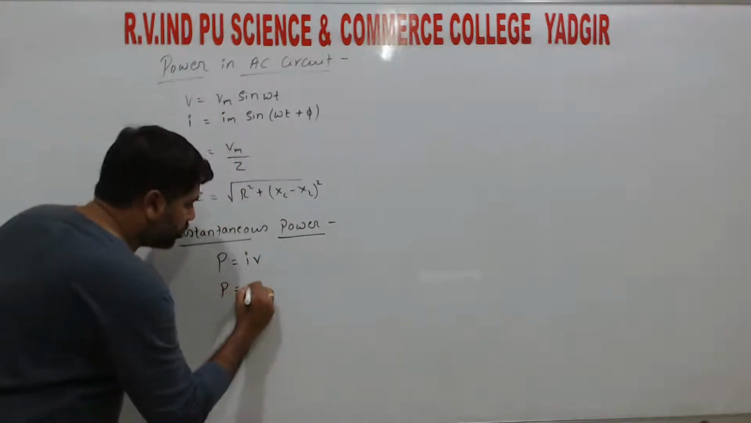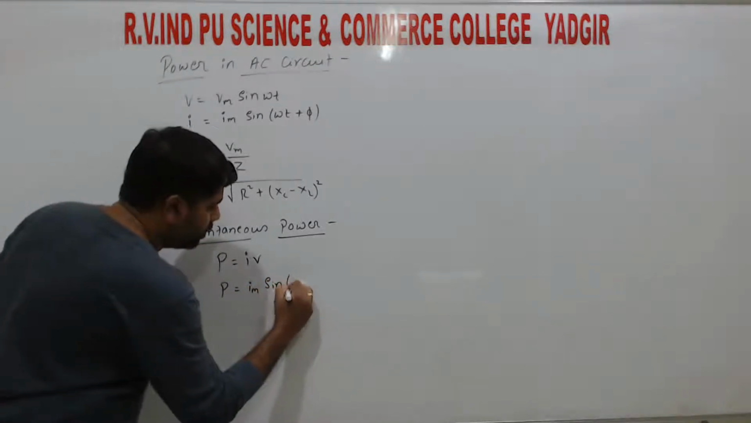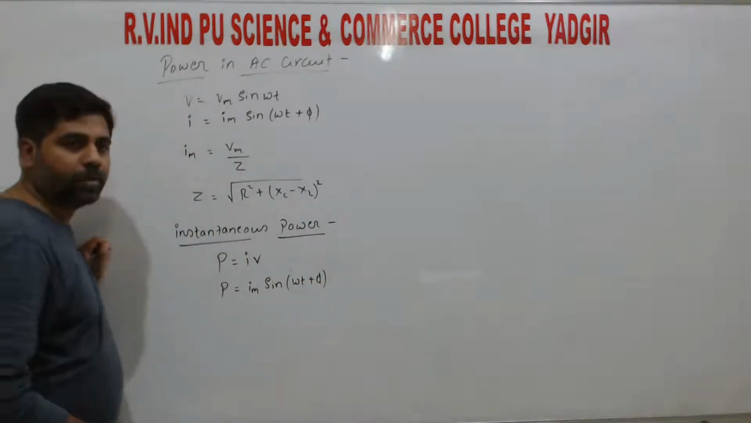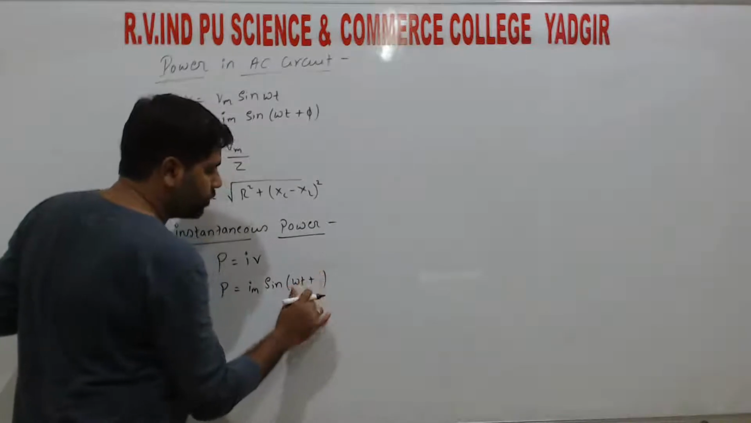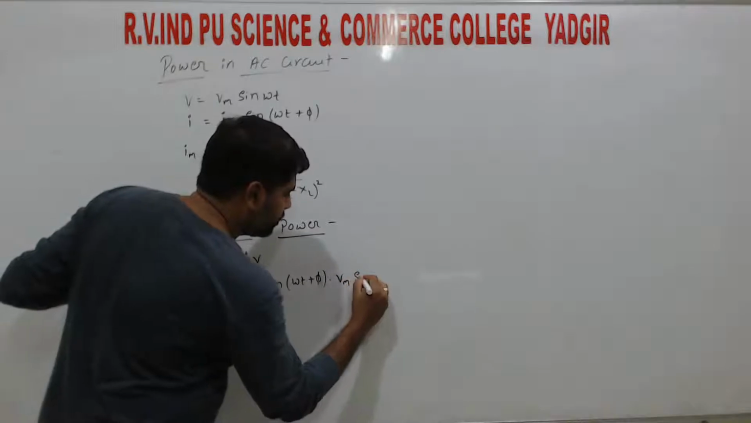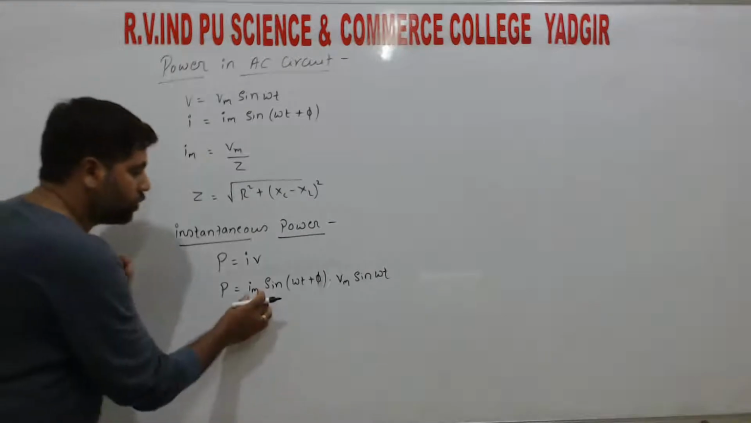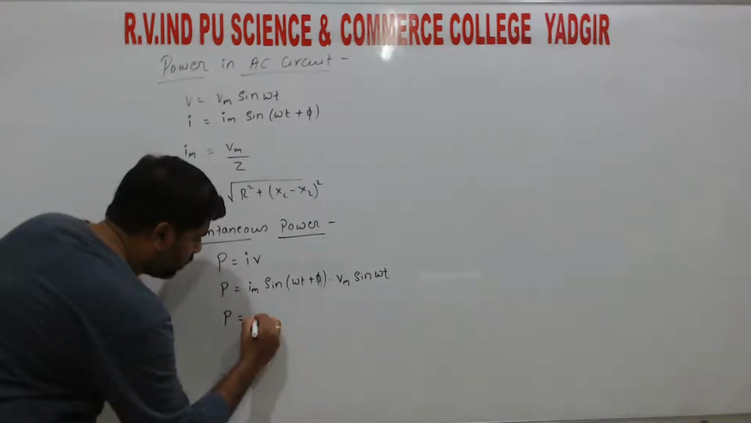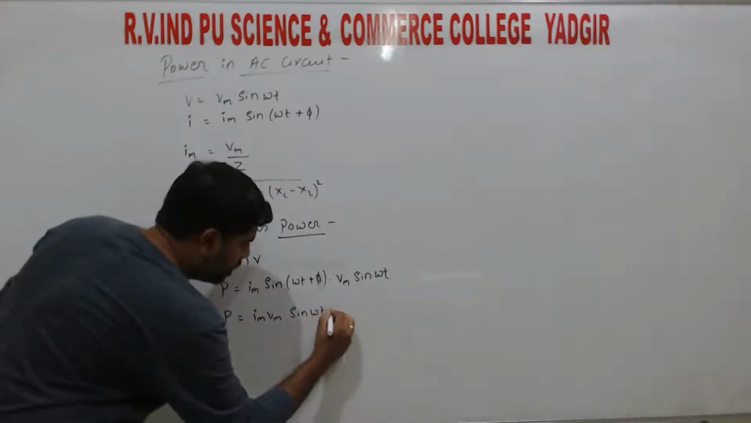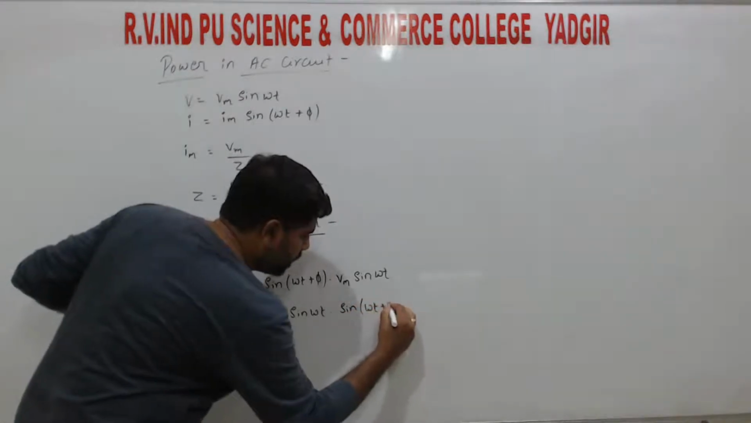We have the relation here, right? So P equals Im sin of omega t plus phi, into Vm sin omega t, right? So we can write the instantaneous power P equals Im Vm sin omega t into sin of omega t plus phi.